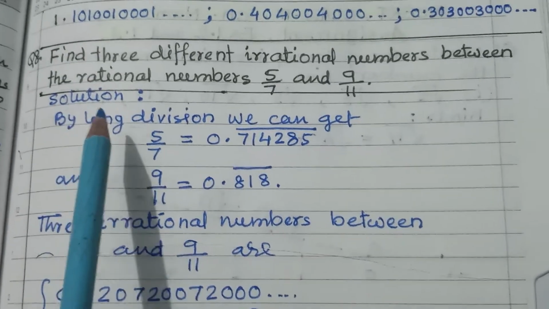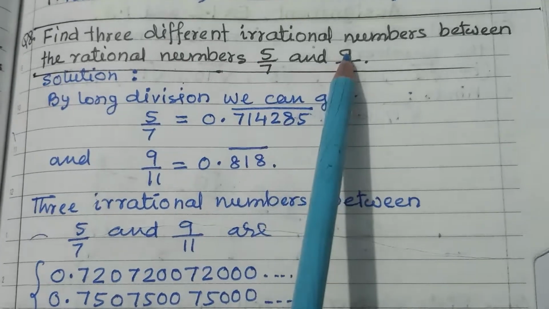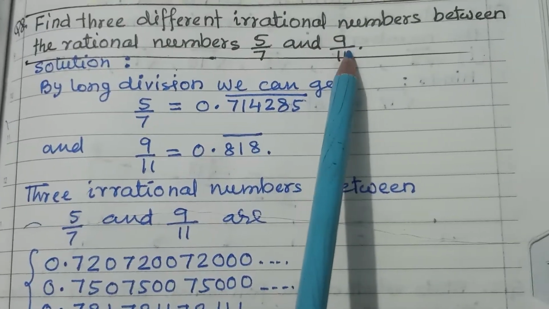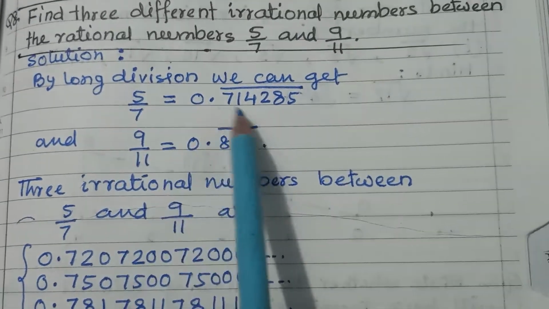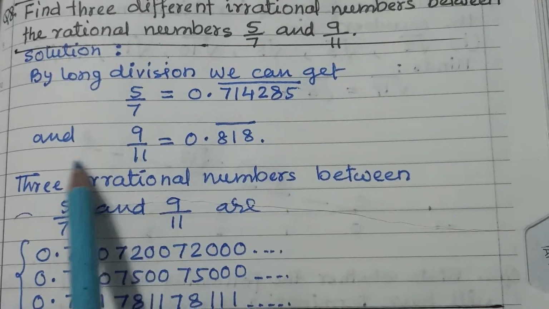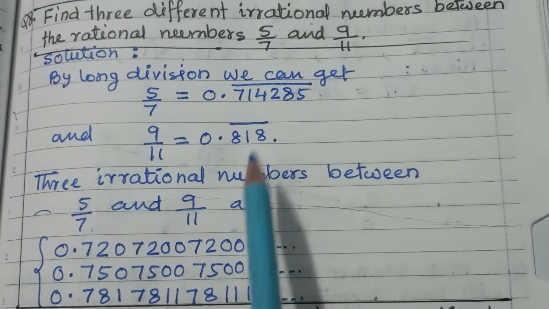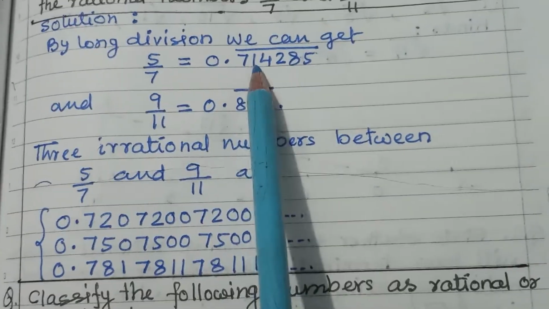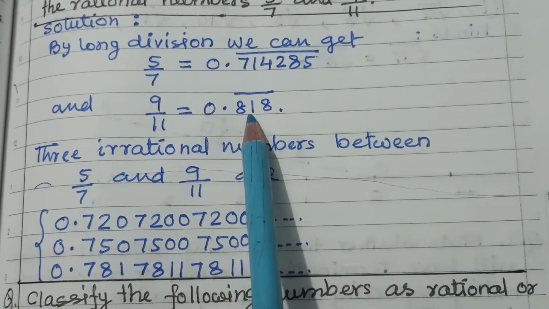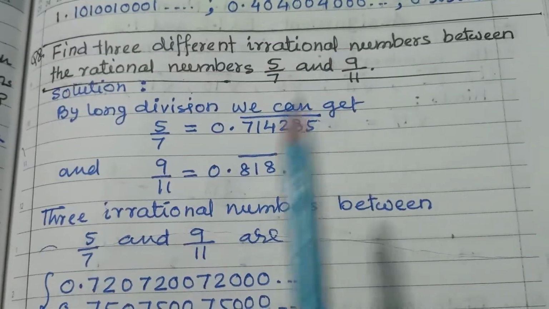Next question is, find 3 different irrational numbers between the rational numbers 5/7 and 9/11. First you have to find the value in decimal by the long division method. So 5/7 is equal to 0.71, this part is a recurring decimal. And 9/11 is 0.81, the repeating number. Between 0.71 and 0.81, you have to find 3 different irrational numbers.